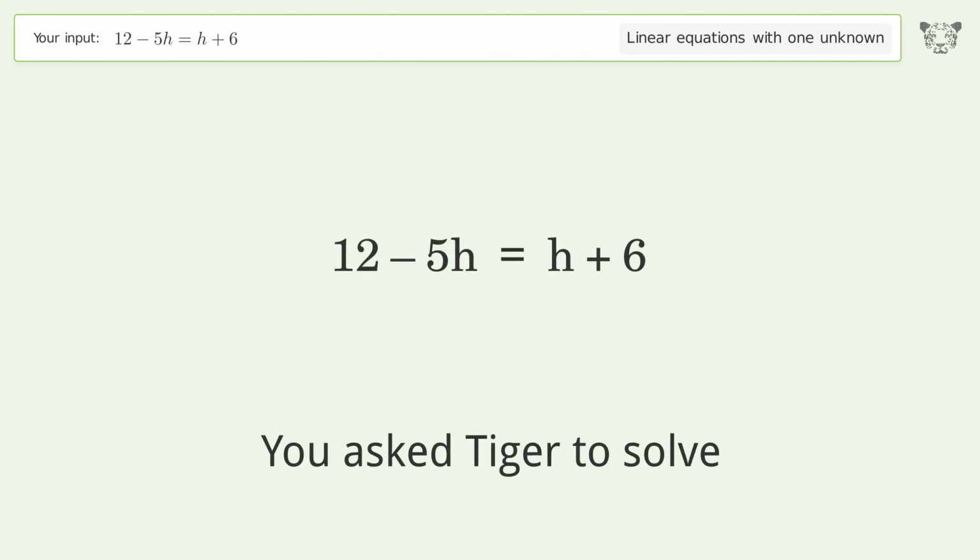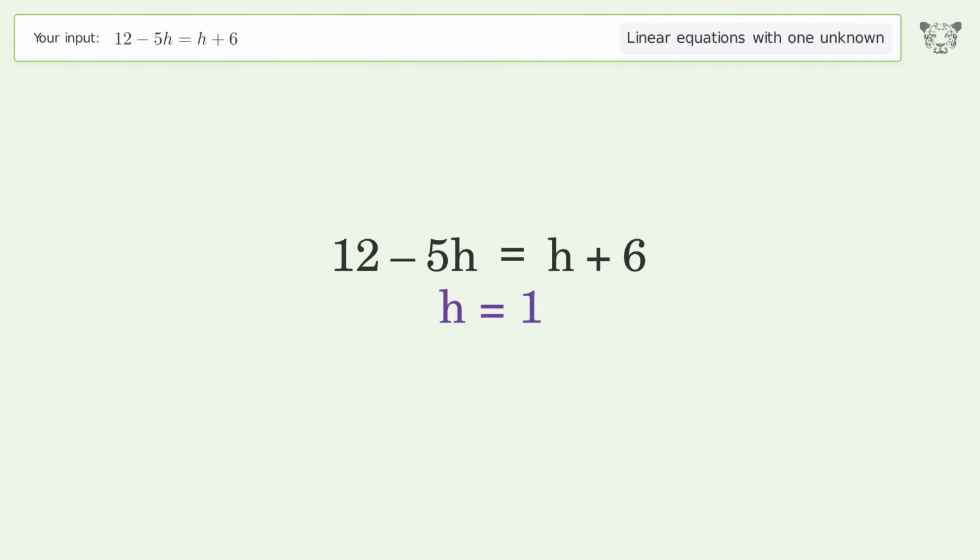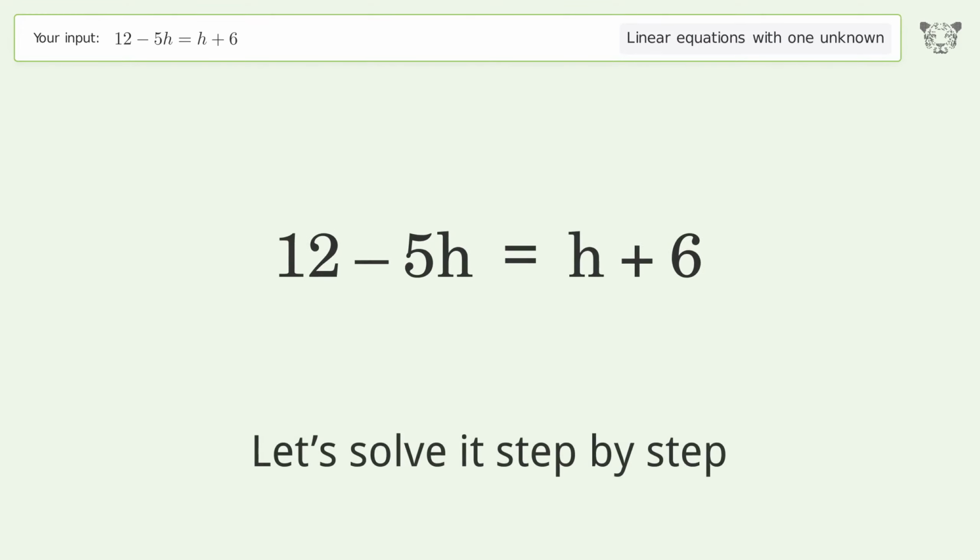You ask Tiger to solve. This deals with linear equations with one unknown. The final result is h equals 1. Let's solve it step by step.